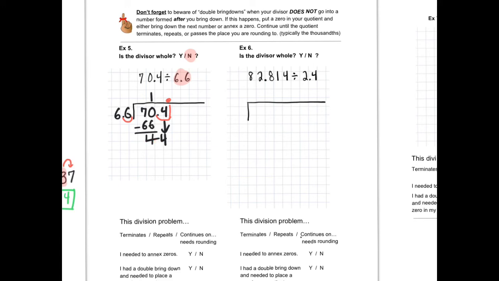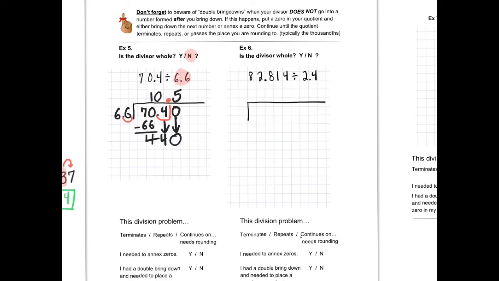So we need to put a 0 in the quotient and bring down another digit. There is no digit here to bring down, so we're going to annex a 0. Now when I bring down that 0, if I show arrows, you'll see that I have 2 arrows right next to each other. That's why I call this a double bring down. So how many times does 66 go into 440? My guess is it goes about 5 times.